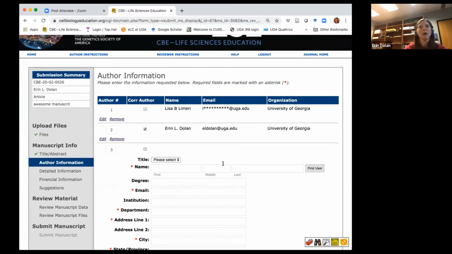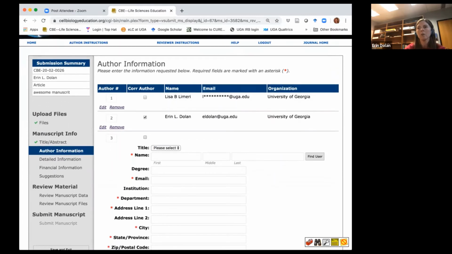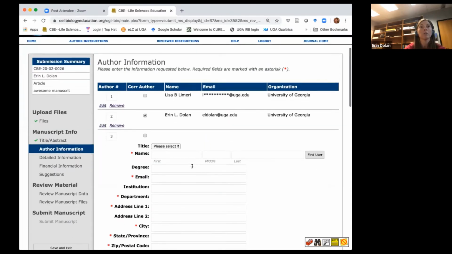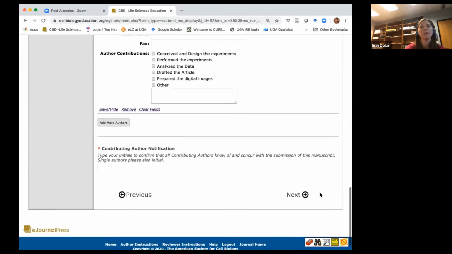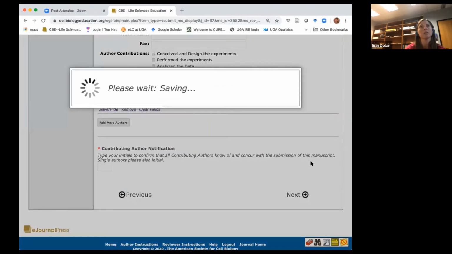If the authors are already in the database, you cannot change any information about them, but you can have us contact them and we can update their information, or you can have the author update their information themselves. Also, you can enter new authors by entering the information about them required here. Okay, I'm going to continue on to my next page.